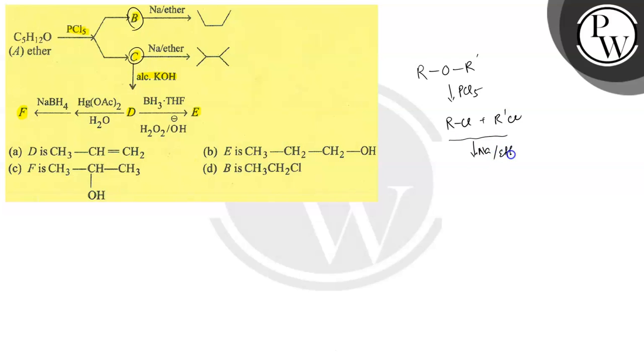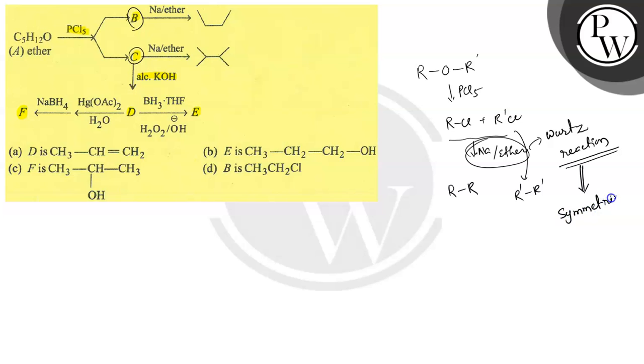This reaction is called the Wurtz reaction. In the Wurtz reaction, the alkyl chloride is converted into an alkane, and this other alkyl chloride is converted into this alkane. This is R dash and R dash. A known property of the Wurtz reaction is that it produces only symmetric alkanes. So the compounds produced here are symmetric alkanes, as we can see in the structure.